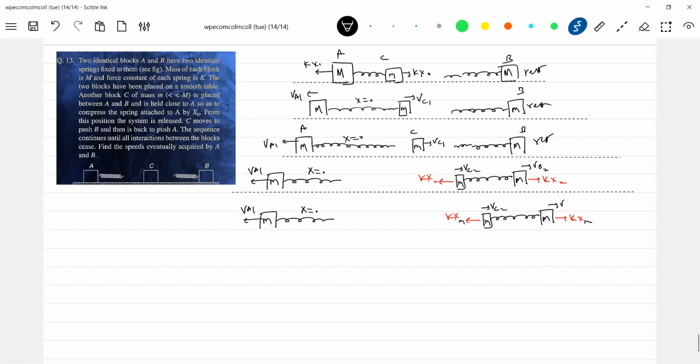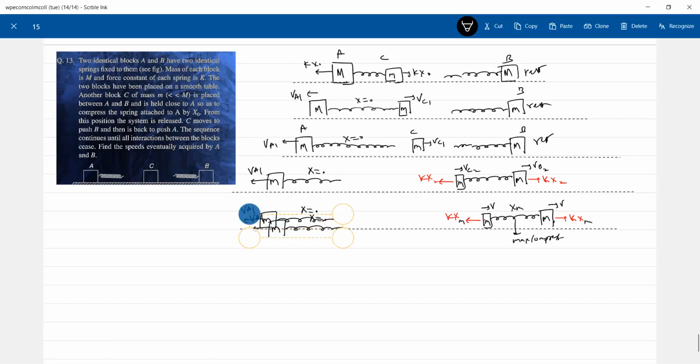Both will have common velocity, because we are just searching what will happen. Both will have common velocity. Then again at one particular point, maximum compression, so Xm maximum compression. Then afterwards it will start coming out of the compression, then again natural length will come.